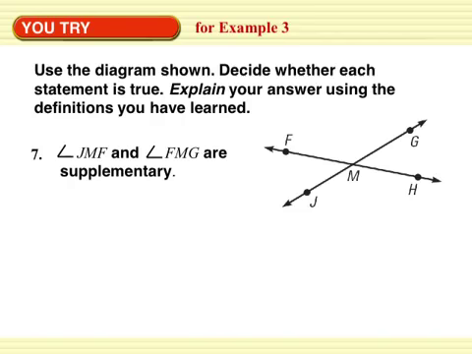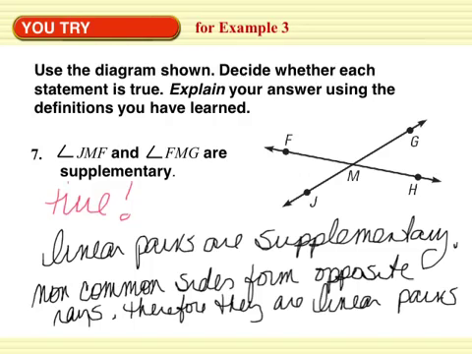Okay, you try this one. All right, push pause and explain your answer using definitions. Okay, it's true. The reasoning being linear pairs are supplementary. And we know they're linear pairs because non-common sides form opposite rays, therefore they're linear pairs.